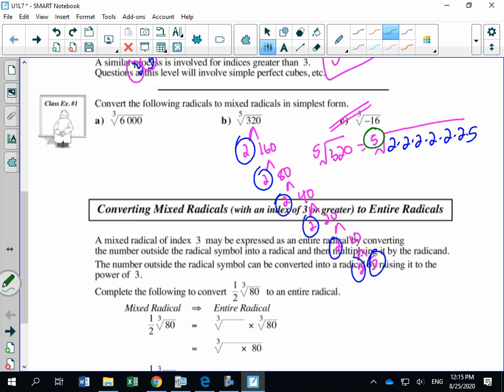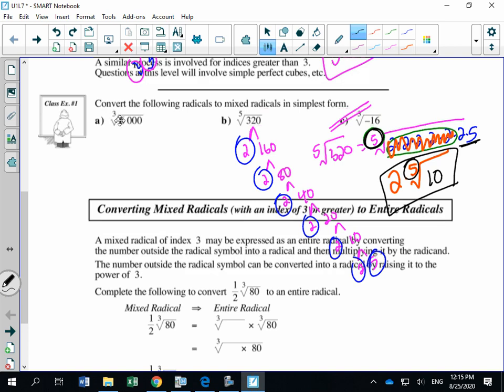Fifth root tells you to circle groups of 5. Again, for every group of 5, you cross them all out. How many do you think I'm going to say to take out? The answer is only ever 1. Take out from every group of 5 that you circle, one number will come out. What's left over must stay under my radical sign. And don't forget, if this is a fifth root, this is a fifth root. 2 times 5 is 10.